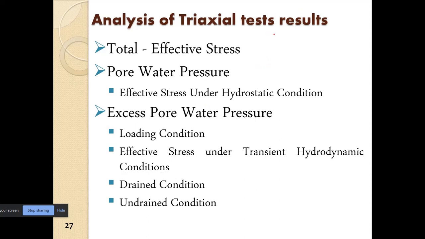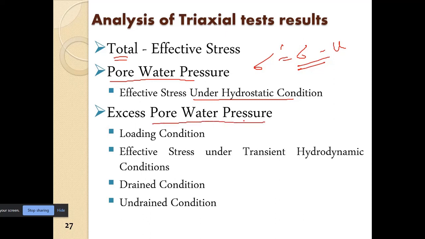To know the analysis of the triaxial test, we need to know what the total stress is and what the pore water pressure is. We have already understood the pore water pressure under hydrostatic condition. We know that the effective stress is sigma dash equal to sigma minus the pore water pressure, which is the difference of total stress and the pore water pressure. And of course, we also need to know the excess pore water pressure development, that is delta U. This is an important parameter, and we need to understand how it develops, when it develops, and how it will affect the behavior of the soil.